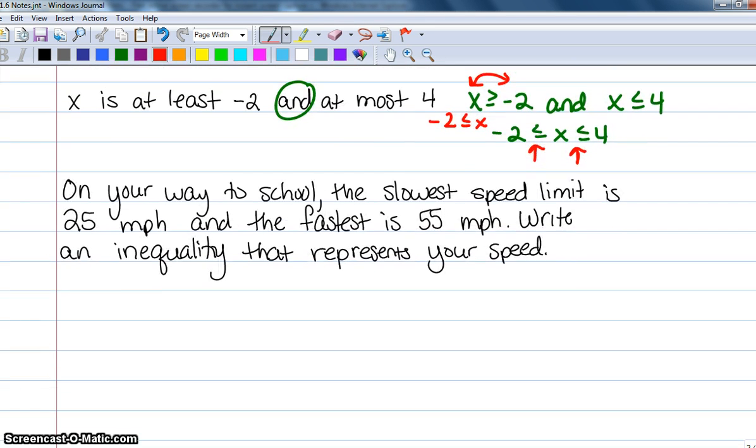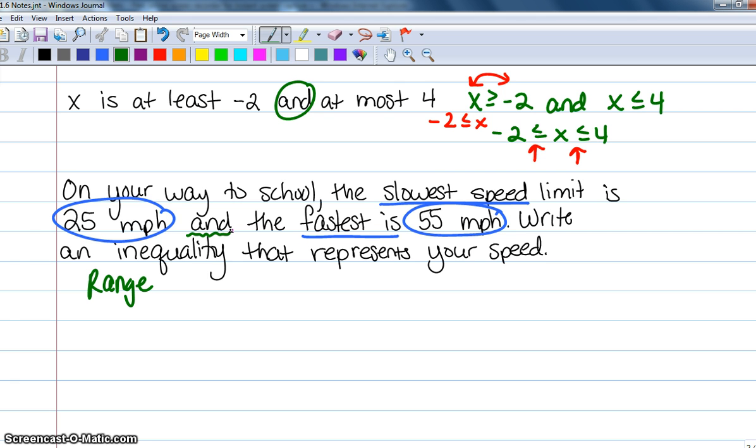And our very last is our word problem. On your way to school, the slowest speed limit is 25 miles per hour, and the fastest is 55 miles per hour. Write an inequality that represents your speed. Well, hopefully you realize that we have given you a range of speeds, and there's that keyword there of and. If I'm giving you the slowest speed and the fastest speed, it can be anything in between there.